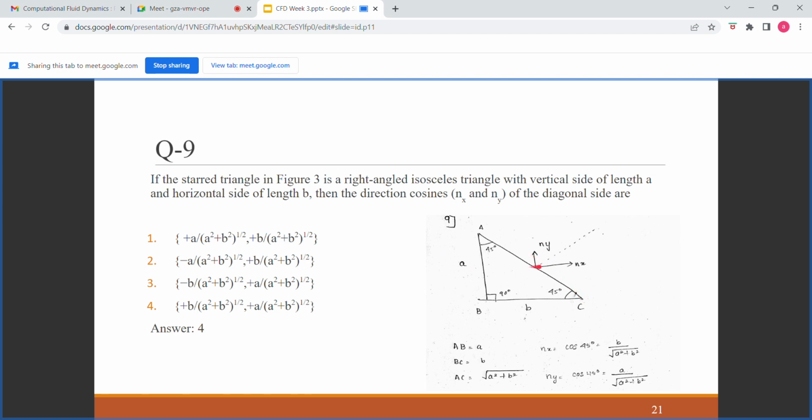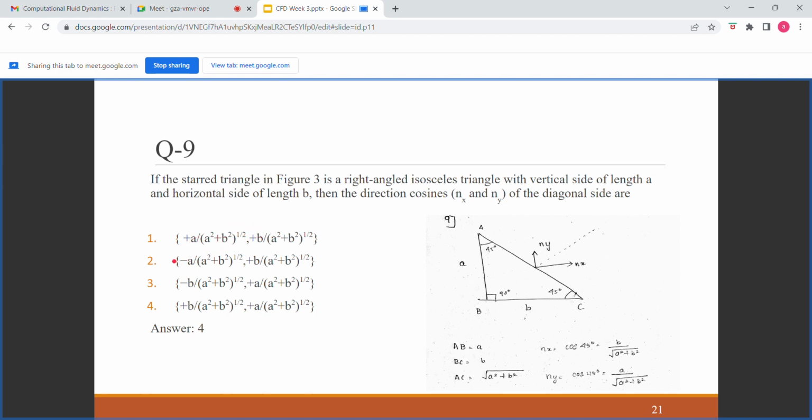So if we are forming a triangle and resolving it, this direction would be, using cos 45, B by root of A square plus B square, and in this vertical direction that would be A by root of A square plus B square. So the answer to this question, they are given four options. In the first it is A by root of A square plus B square, comma B by root of A square plus B square. This is not true because the x and y are interchanged.